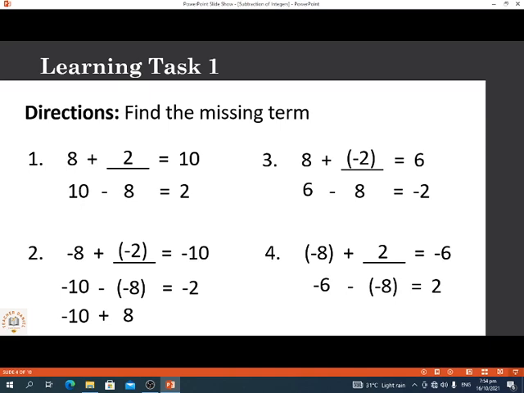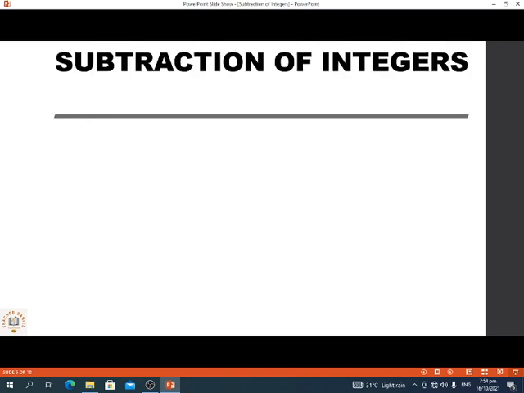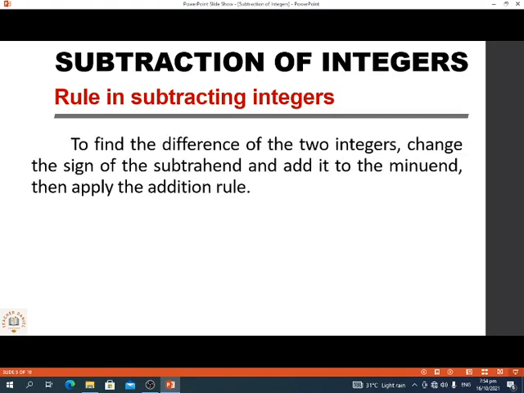And then, subtraction became addition. So we have negative 10 plus 8, that is equal to negative 2. Very good. So meaning, negative 10 minus negative 8 is the same as negative 10 plus positive 8. So therefore, our rule in subtracting integers is to find the difference of the two integers, change the sign of the subtrahend and add it to the minuend. Then apply the addition rule.